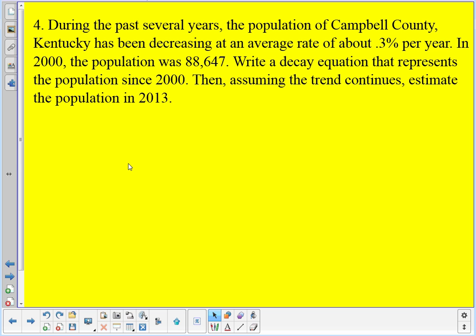Number 4, during the past several years, the population of Campbell County, Kentucky has been decreasing at an average rate of 0.3% per year. In 2000, the population was 88,647. Write a decay equation that represents the population since 2000, and then assume this continues and find the population in 2013. So decreasing tells me that this is a decay equation, that key wording there. This 88,647, that's my C value.